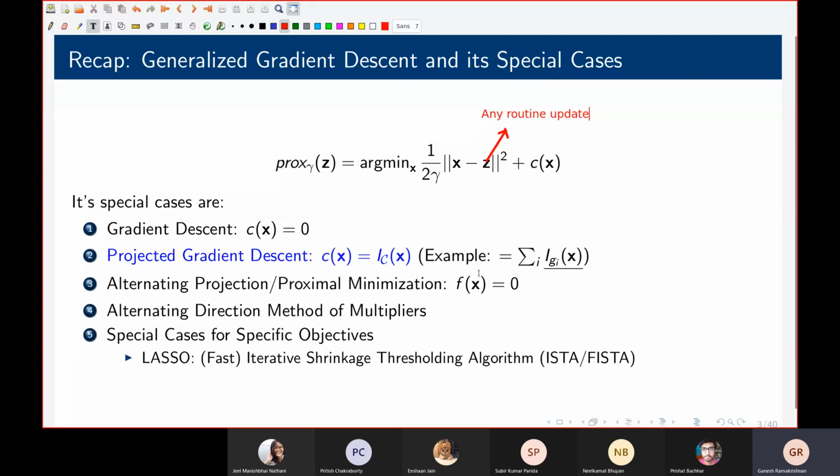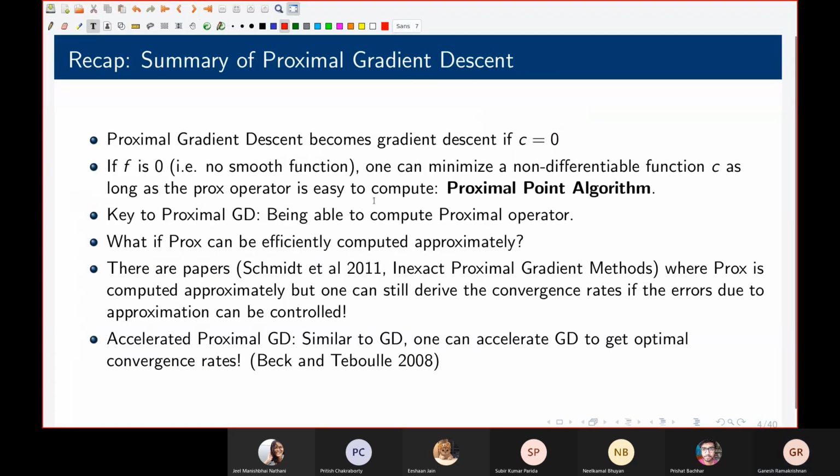Okay, so a summary of the proximal gradient descent is that proximal gradient descent becomes gradient descent if C is 0. And if f is 0, one can minimize a non-differentiable function C as long as the prox operator is easy to compute. And we also saw if prox can be efficiently computed, great. But if it can be only approximately computed, then your overall result will be as good as the prox approximation.